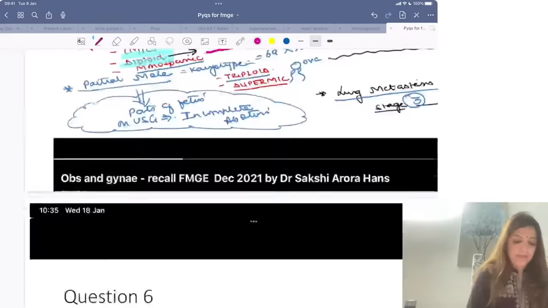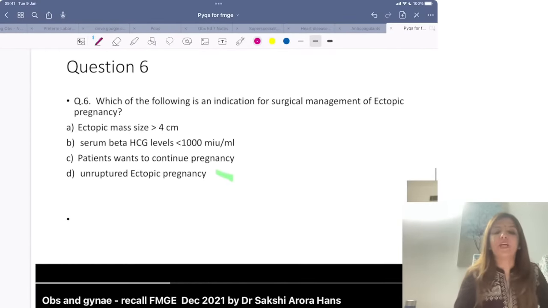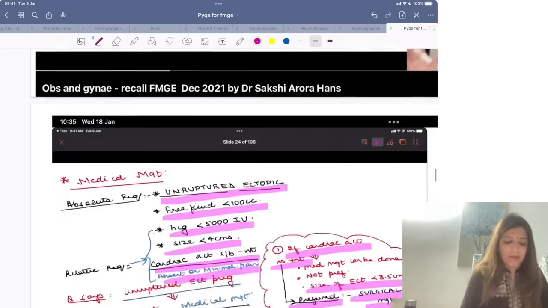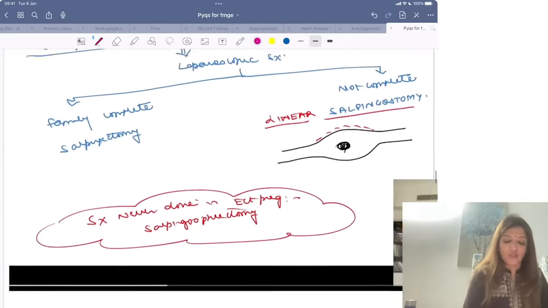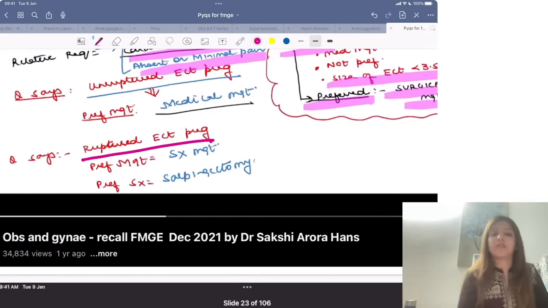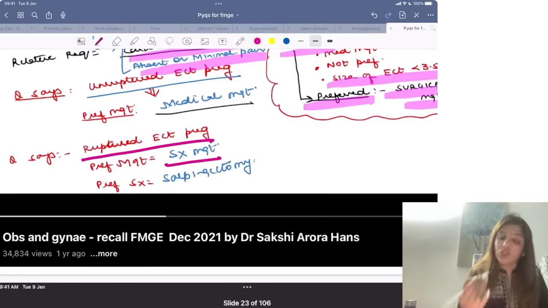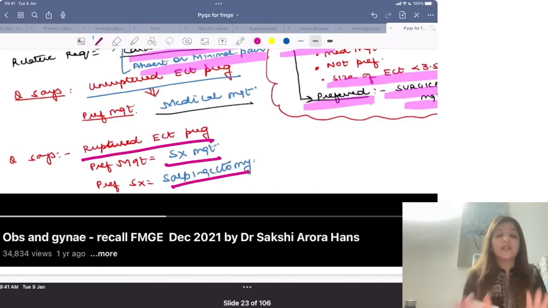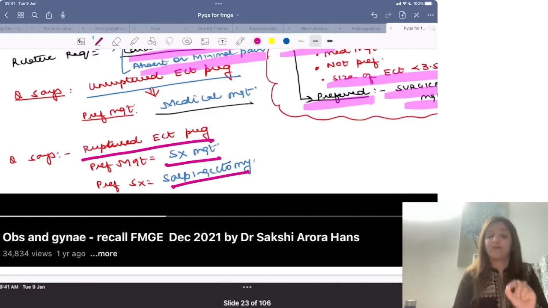Okay. Then, which of the following is an indication for surgical management of ectopic pregnancy? So remember, whenever we have a ruptured ectopic pregnancy, you always have to do surgical management, right? And the surgery which you have to do in ruptured ectopic is salpingectomy, whether the family of the patient is complete or not. We do only one surgery if there is ruptured ectopic, and that is salpingectomy. You have to remove the ruptured tube.